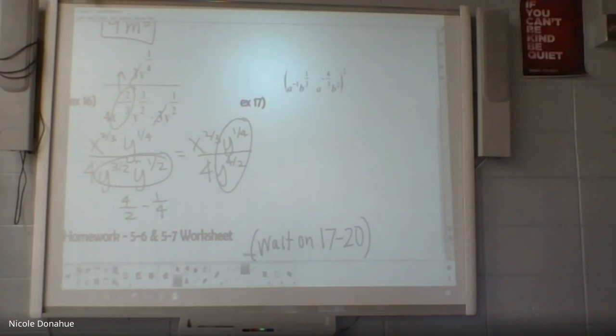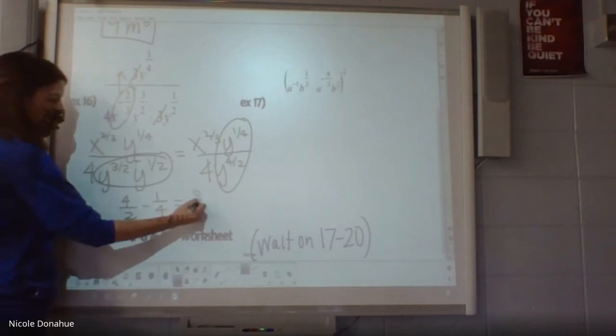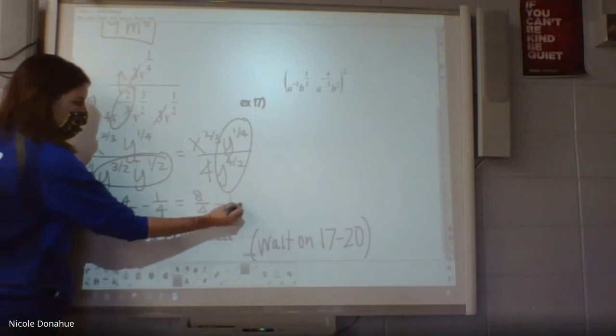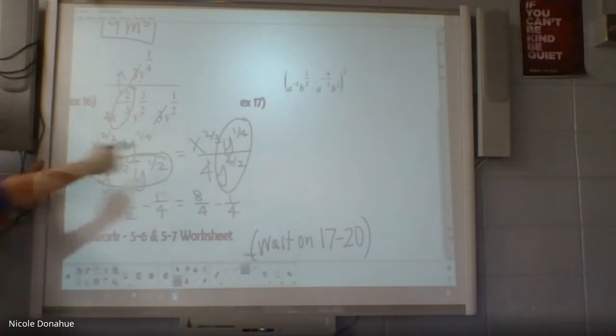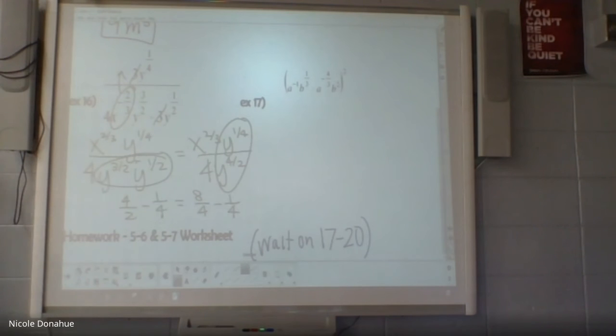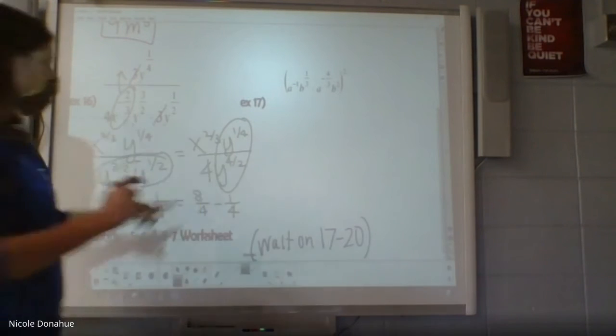How do I subtract those? Guys, remember what we need in order to subtract fractions? Calculator, that's what you need. Yeah, the same. You need the same denominator. So what can I make 4/2 into? 8/4. So 8/4 minus 1/4 is going to be 7/4. Where is that going to show up in my fraction? On the bottom, because there were more y's on the bottom.